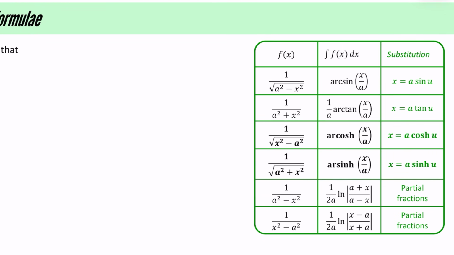So if you ever have any kind of substitution question where you have the square root of x squared minus a squared, this is going to be the substitution that you use. We can see there's a cosh here, and it's going to be an a cosh u. They always have the a in the front, and basically you can see which trig function or which hyperbolic trig function you're going to use for a substitution.